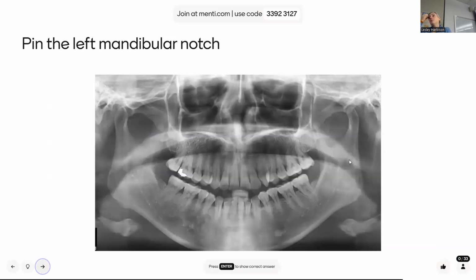Pin the left mandibular notch. Yeah. Coronoid process again. Yes. So on this one, the coronoid process comes up here. It's kind of hidden back behind. It's layered. So the coronoid process is hard to see sometimes, but see how it's like a triangle? It's just behind the soft palate. So sometimes it's a little harder to see, but that's the coronoid process. And then the mandibular notch is that swoop between the coronoid and the condyle.